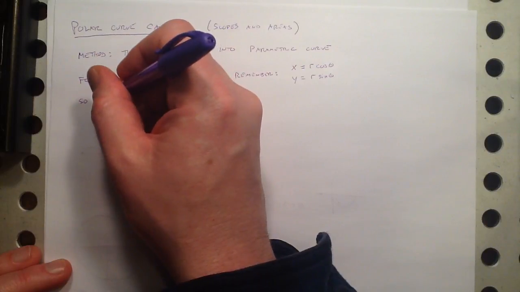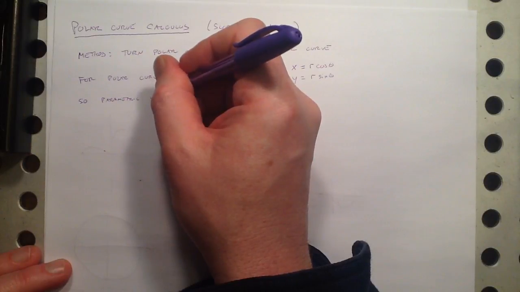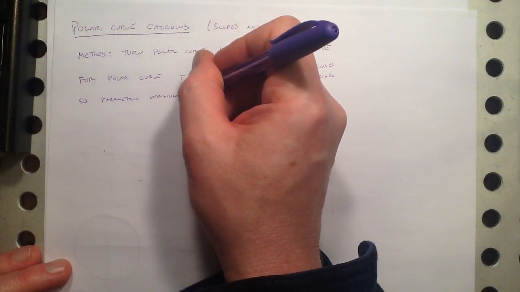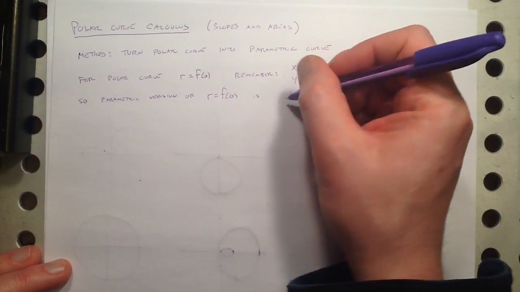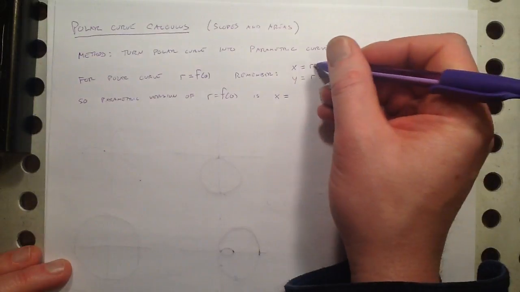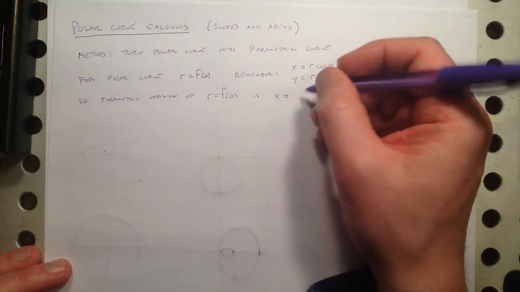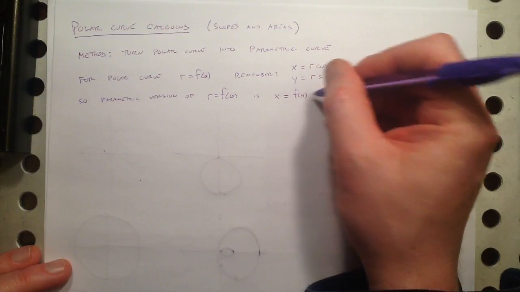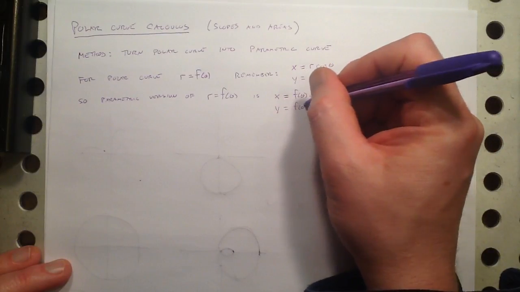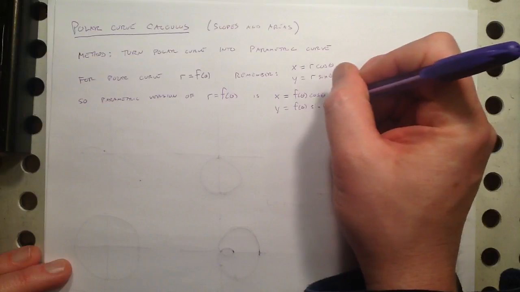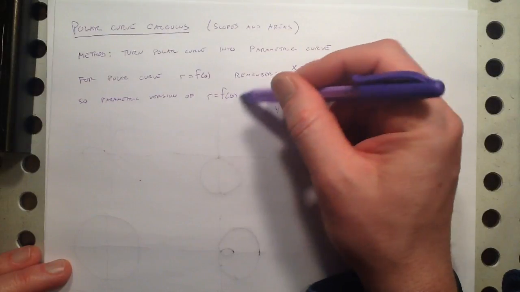So the parametric version of r equals f of theta is x is equal to r. It's this, but the r is that function of theta. So it's that function of theta times cosine theta, and y equals f of theta times the sine of theta. So that's really just the r, right? R cosine theta, where r is like whatever this is happening over here.